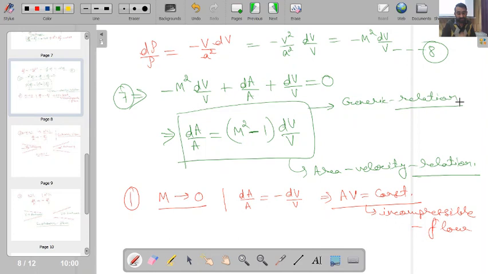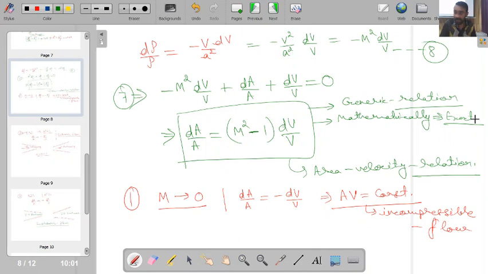Another important aspect is that mathematically I have not imposed any approximation to derive this relation. So mathematically this is an exact relation. However, physically we have imposed the condition that the flow has variation only in one dimension. Okay, so that is our physical imposition, not a mathematical imposition.